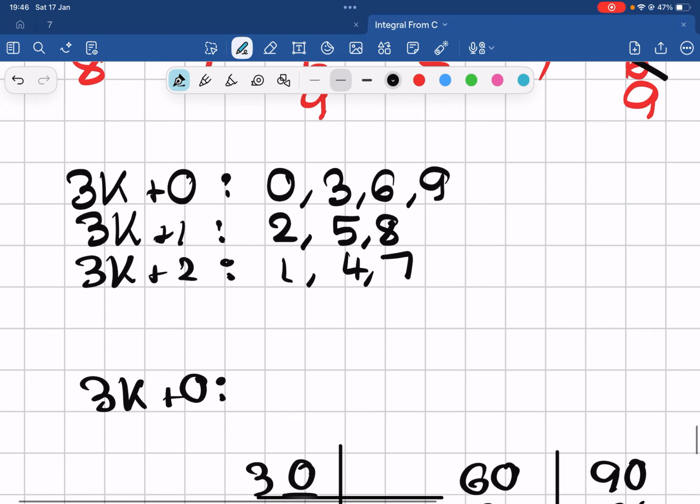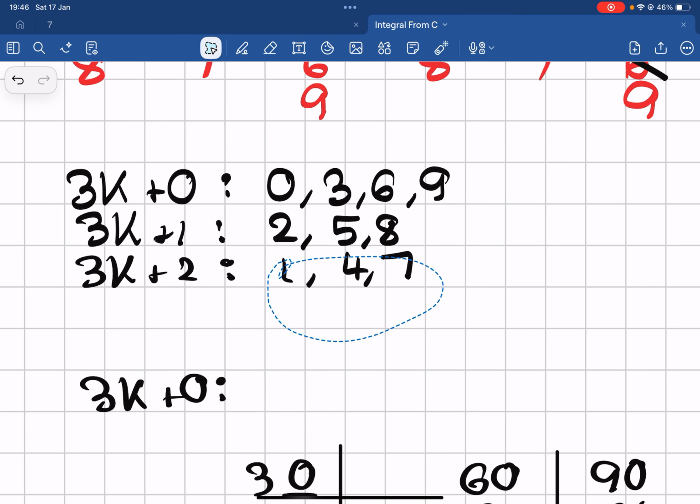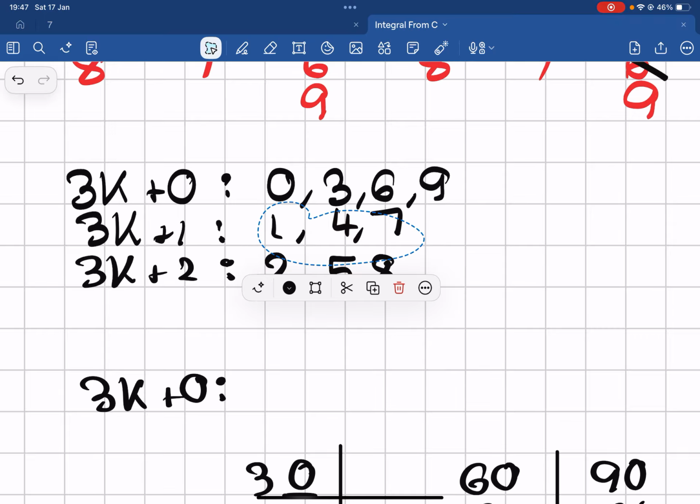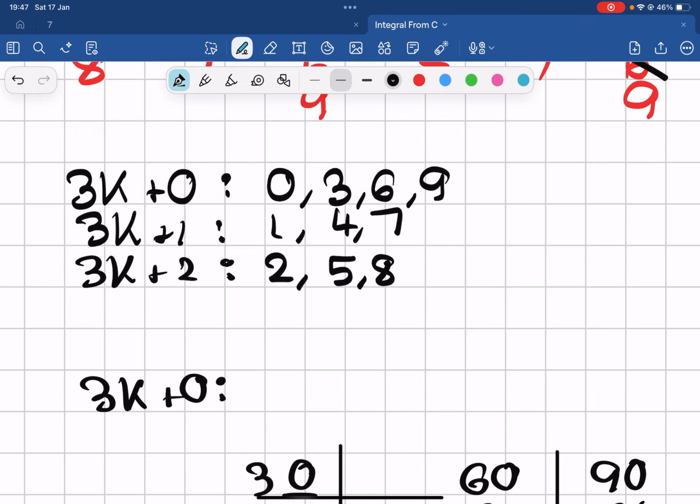Now 3k plus 1 and 3k plus 2. Just look at this part here. We need to essentially form a multiple of 3. Now if we choose two numbers from the residue class of 3k plus 1, well, hold on a minute, I've written my residue classes wrong. 3k plus 1 should be 147, and 3k plus 2 should be 258. That makes a lot more sense now.